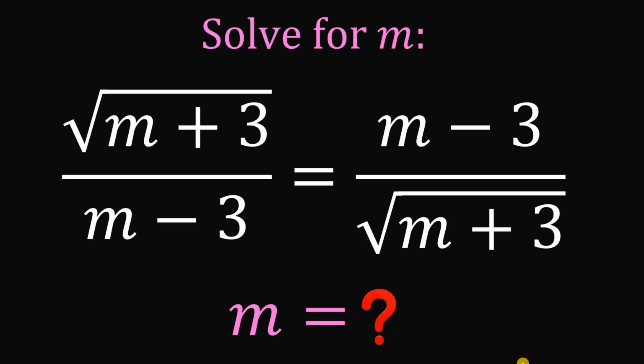For today's video, we will answer a math challenge given by one of our followers. And the question goes like this. Solve for the value of m that satisfies this equation: square root of m plus 3 over m minus 3 equals m minus 3 over square root of m plus 3. I can pause this video if you want to give this problem a try.